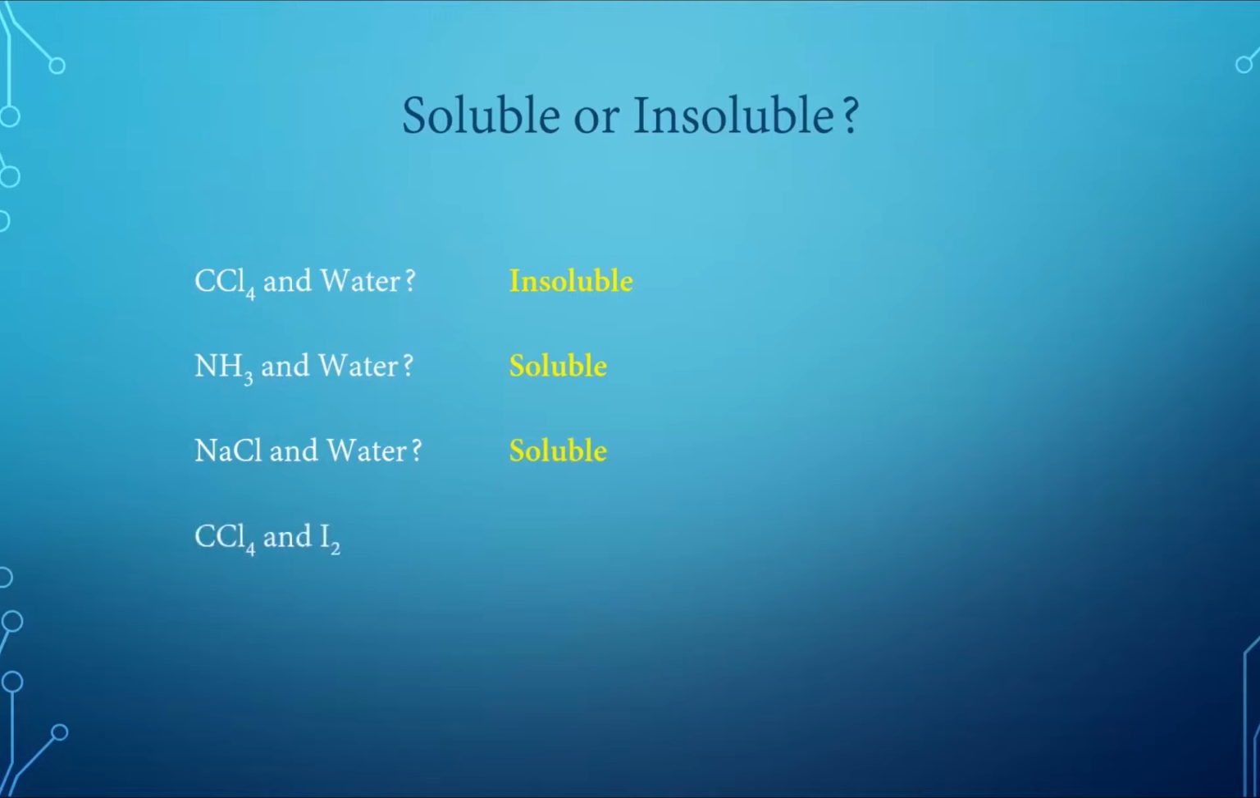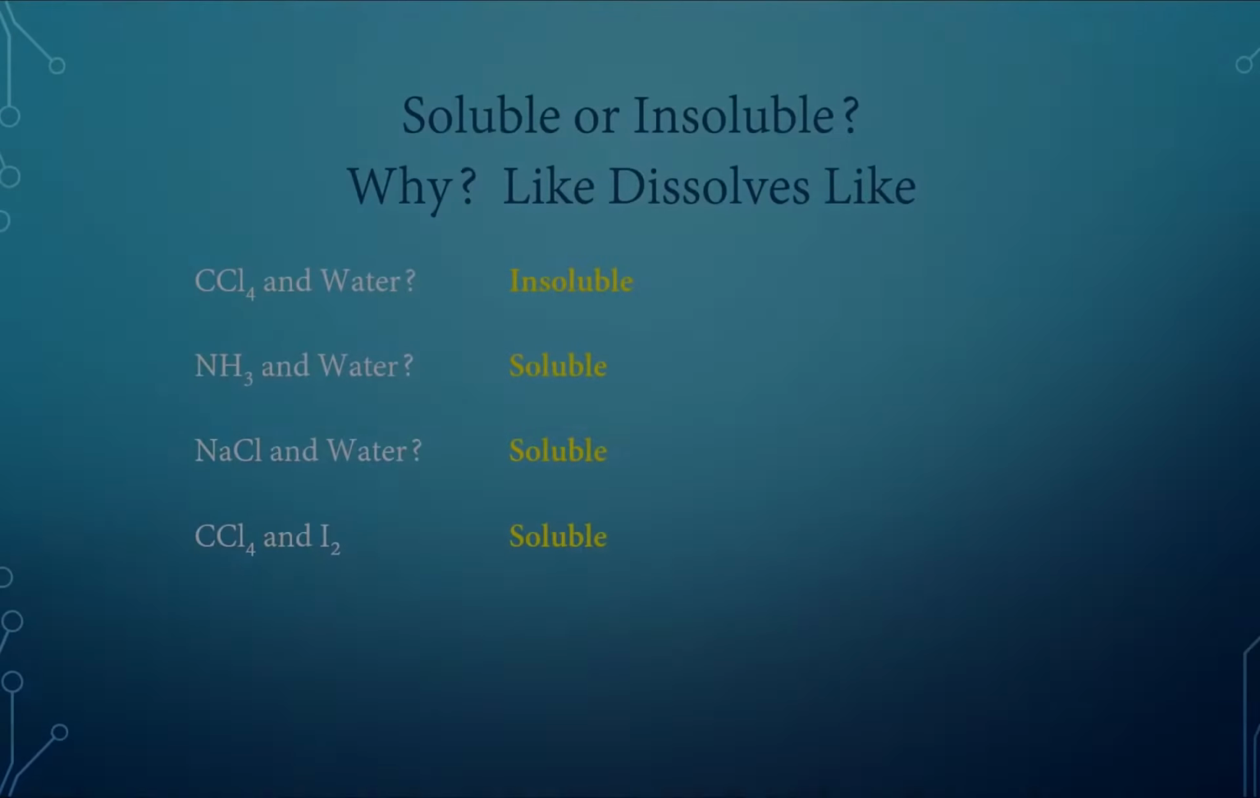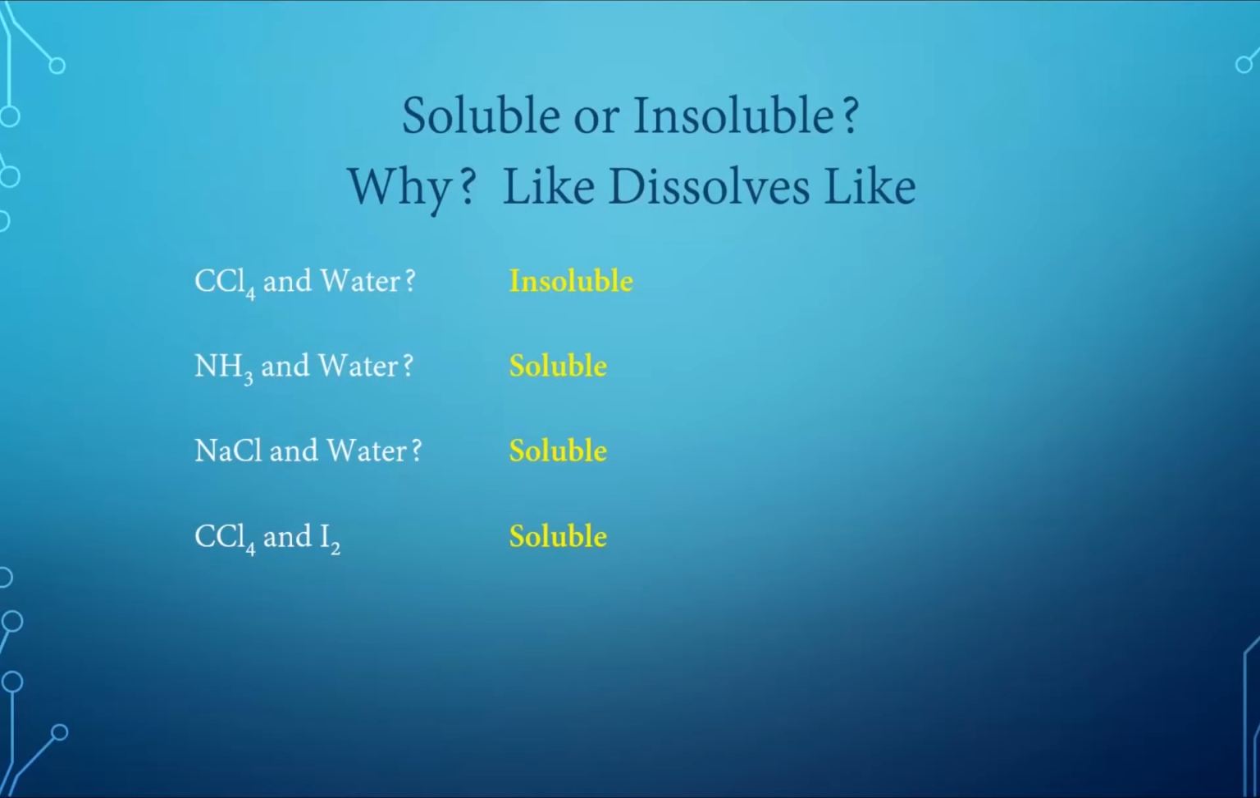And carbon tetrachloride and iodine. Now that's probably a couple of things you're not extremely familiar with, but those two substances happen to be quite soluble. So the question, of course, is why? What determines whether something will be soluble in a particular solvent or not? The reason that certain substances will dissolve in other substances has to do with the types of compounds they are.